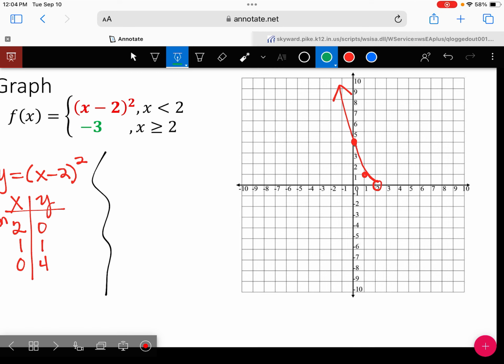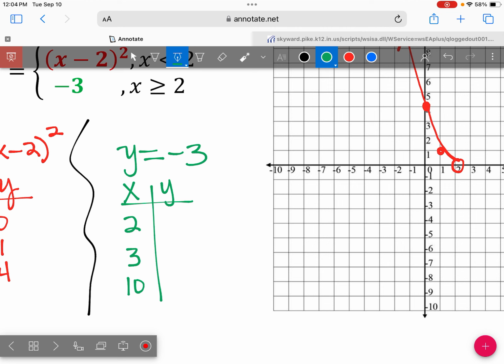All right, so this next one is just y equals -3, which is a horizontal line. This is a constant function. You don't even need to make a table for it, but I will. We're going to start at 2. And then the second one says it's greater than or equal to 2. So let's use 3 and let's use 10. I just pick some numbers. And your y value is always going to be -3. It's constant.